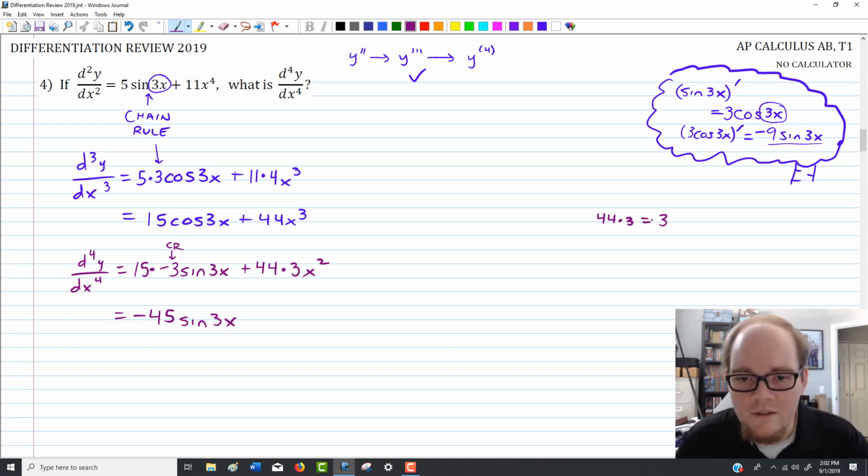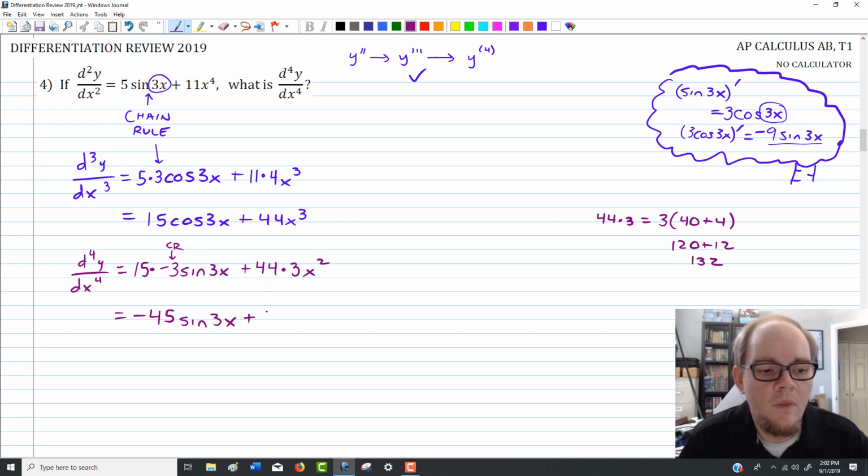This isn't related to calculus. This is just kind of like fun math stuff. I think of that as 3 times 40 plus 4. I know that's 120 and 12. And that quickly gets me to 132. So 132x to the second. And there are our two derivatives we needed.